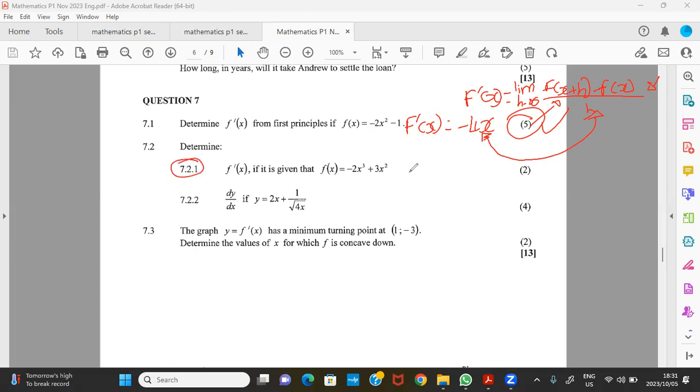7.2.1. And 7.2.1, they are saying now, determine f prime x if it is given that f of x is equal to minus 2x cubed plus 3x squared. Okay, this is easy.